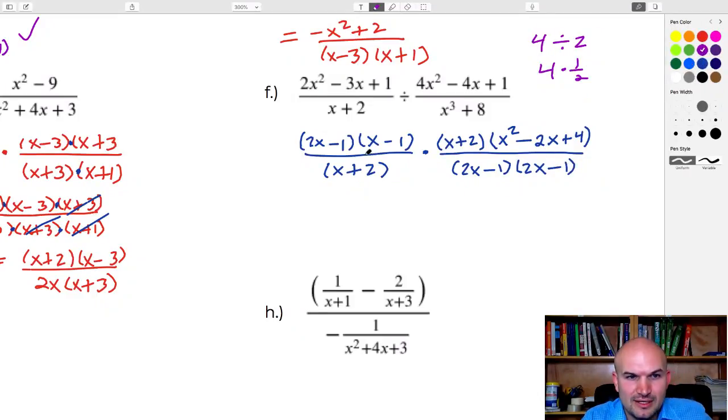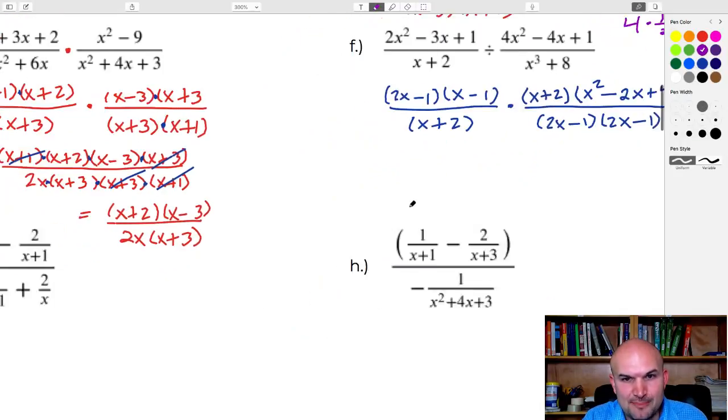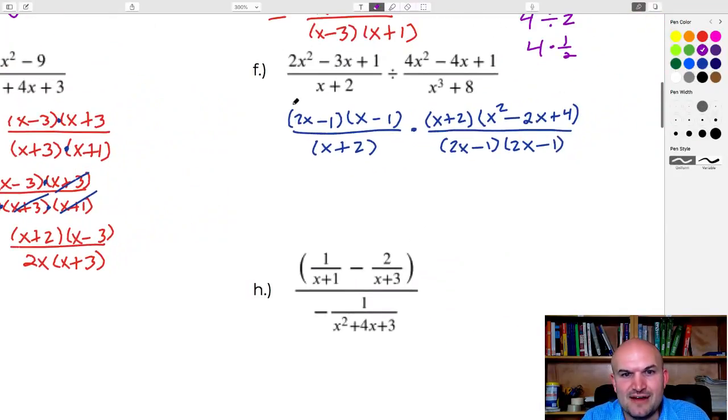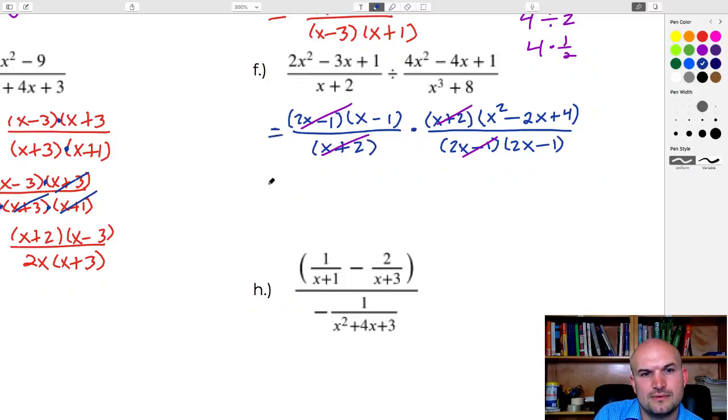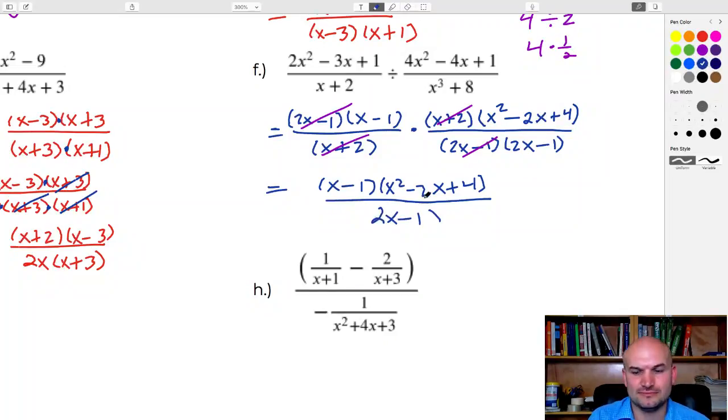Okay, so now you could go back and do one more step and write this all as 1. But since everything is separated by multiplication here, I can just divide out the 2x minus 1s and the x plus 2s. So therefore, my final answer here is going to be x minus 1 times x squared minus 2x plus 4. That looks really bad. Over 2x minus 1.